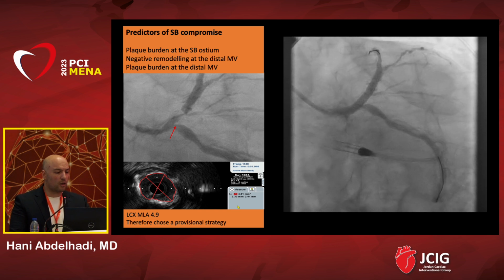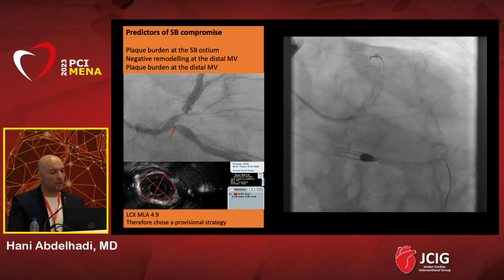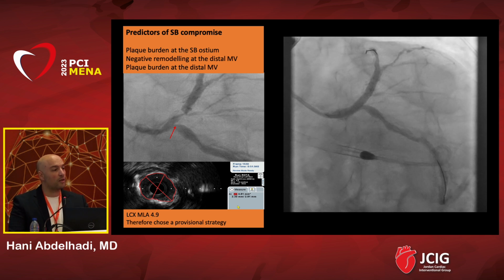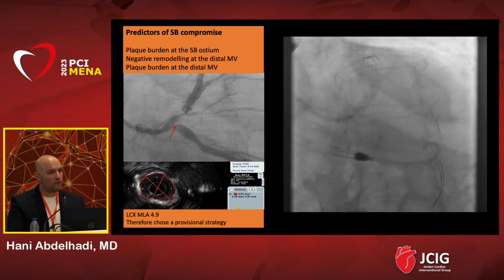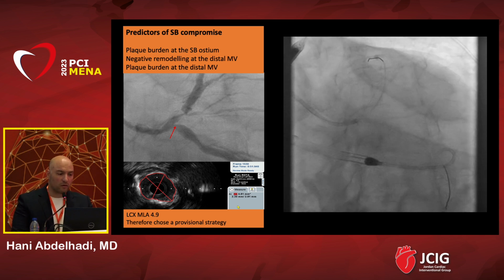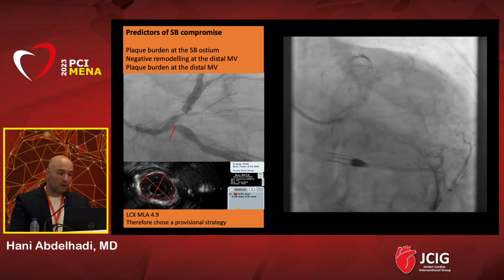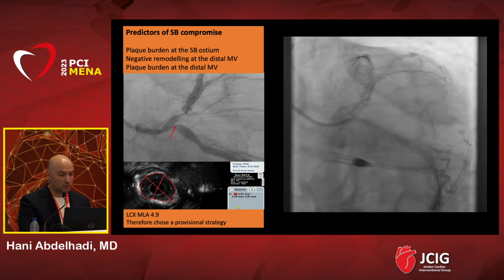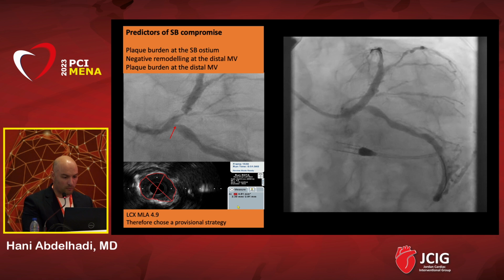So what we then do is we image. And there are certain predictors on imaging that will give you an idea of whether the side branch is likely to be compromised. So we look at the plaque burden, and we look at the lumen area of the side branch ostium, and we also look for evidence of problems in the main vessel just beyond the bifurcation, whether there's any remodeling or whether there's a very high plaque burden. In this particular case, the circumflex MLA is not too bad, so we proceeded with provisional stenting, and we ended up just doing a very simple PCI procedure.